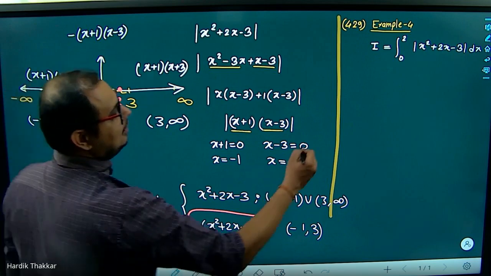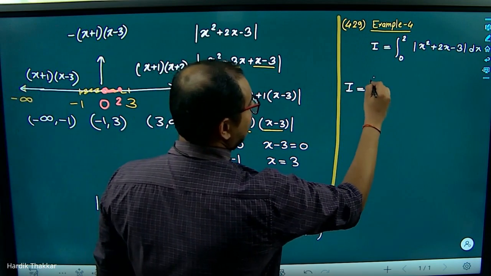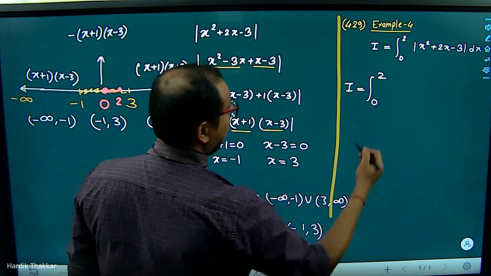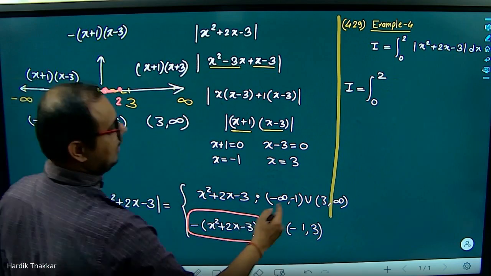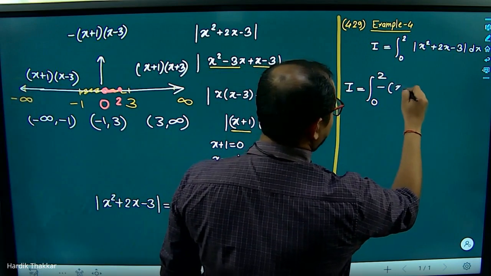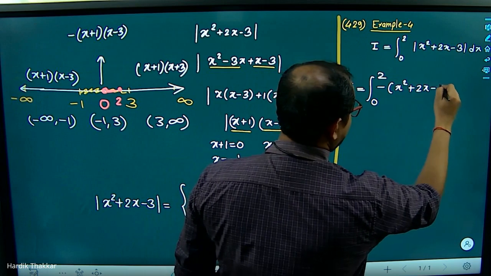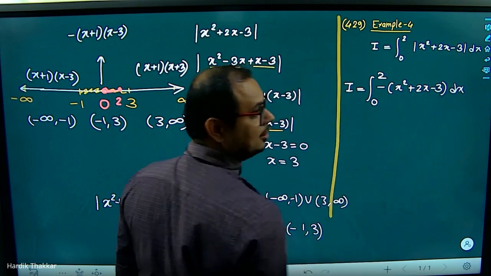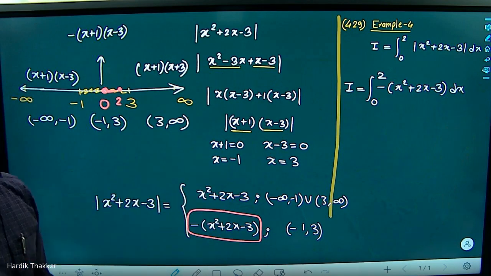So here this integral I is equal to integral 0 to 2, and for this interval we will write minus of x square plus 2x minus 3 dx, correct? Chevy, you got this? How we have considered this value?